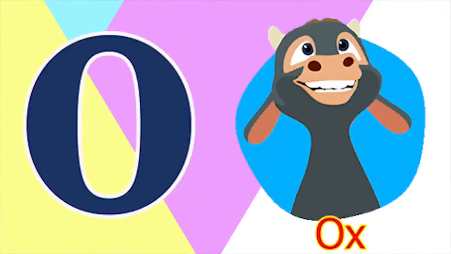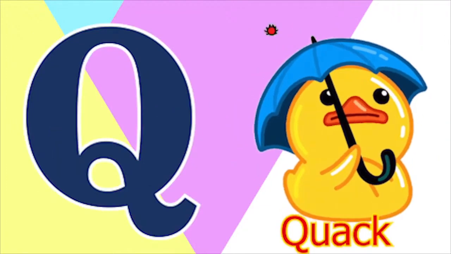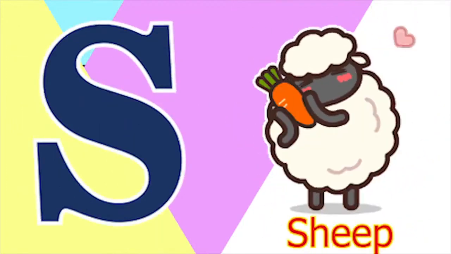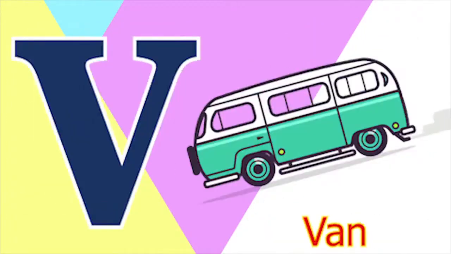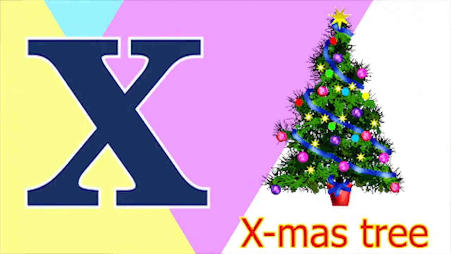O for ox and P for pan. Q for quack and R for rain. S for sheep and T for tub. U for utensil, B for van. W for wheel and X for Xmas tree.